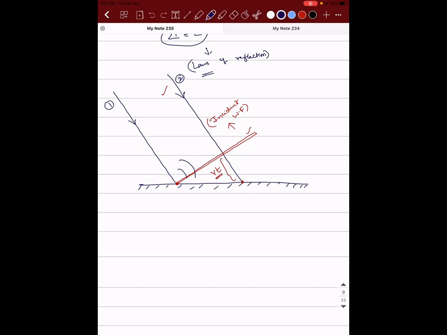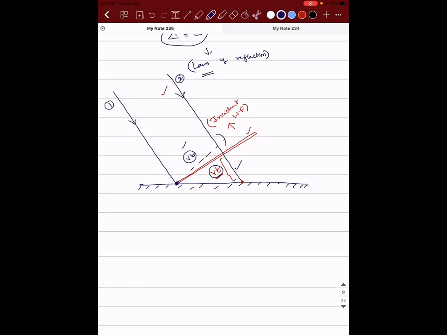In that extra time t, what would be the radius of the wavelet that the first source would have generated? If I draw this radius, it will be vt. Why vt? Because vt is the extra distance traveled by the secondary. Both are happening simultaneously. The secondary is still traveling, but the first ray has already hit the reflecting surface and started generating the disturbance.